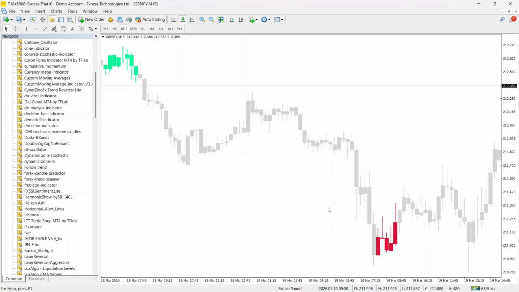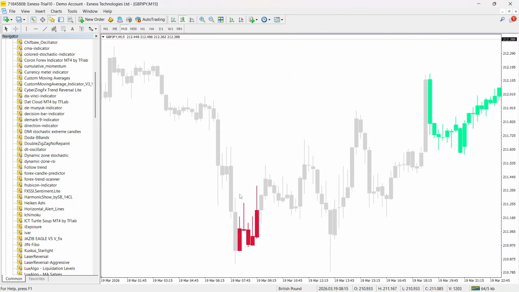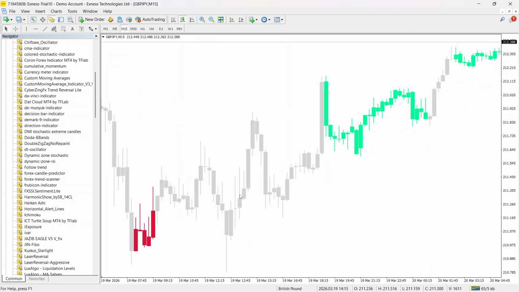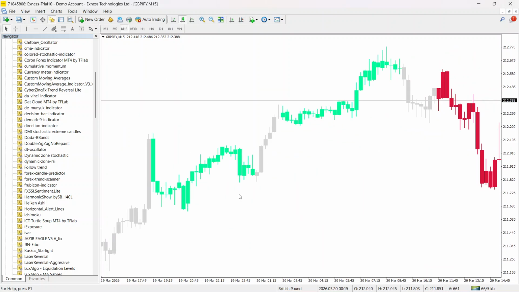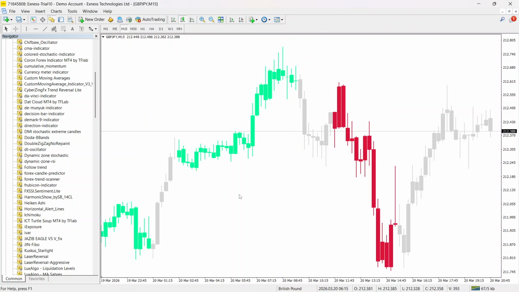Now let's go over who it's for. The DMI Stochastic Extreme Indicator is designed for traders who like to see trend direction and strength directly on price candles without constantly looking at a separate oscillator window. It's a visual trend bias tool only and does not execute trades.